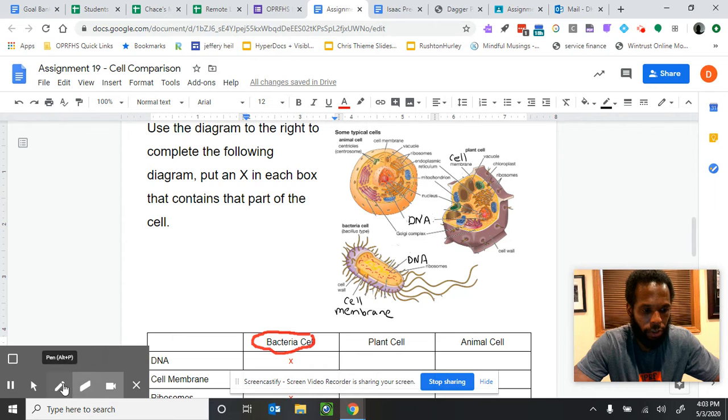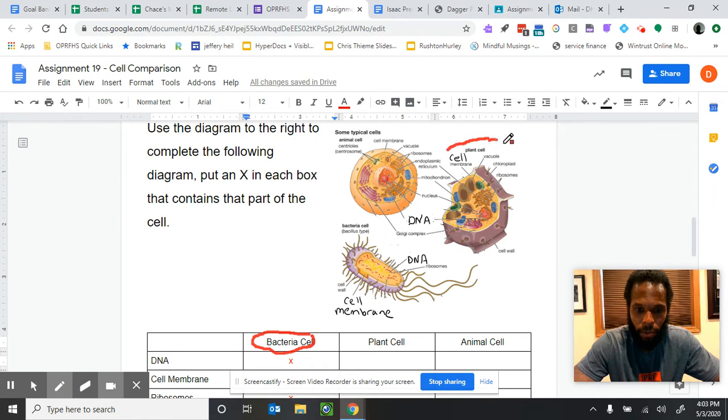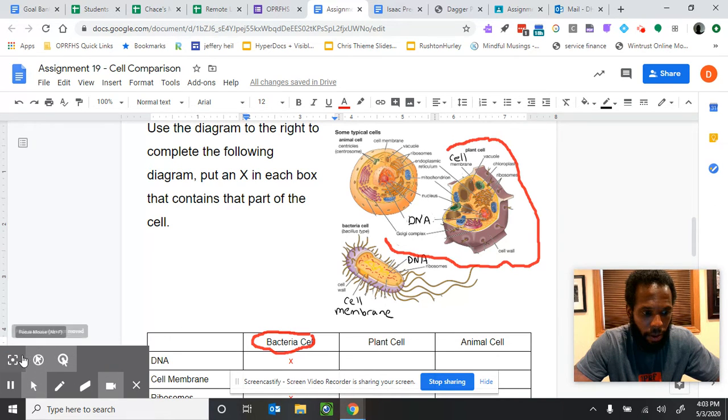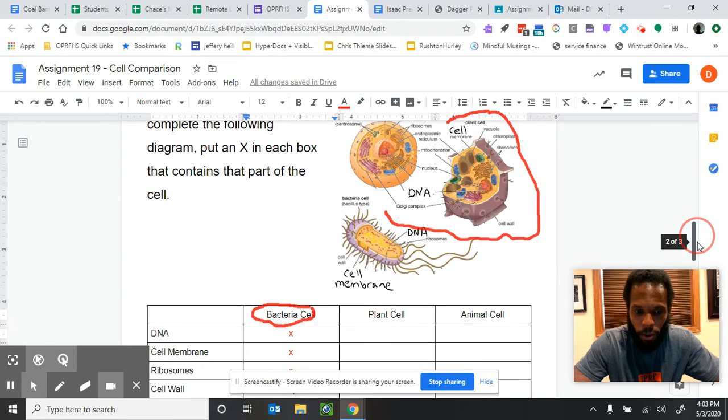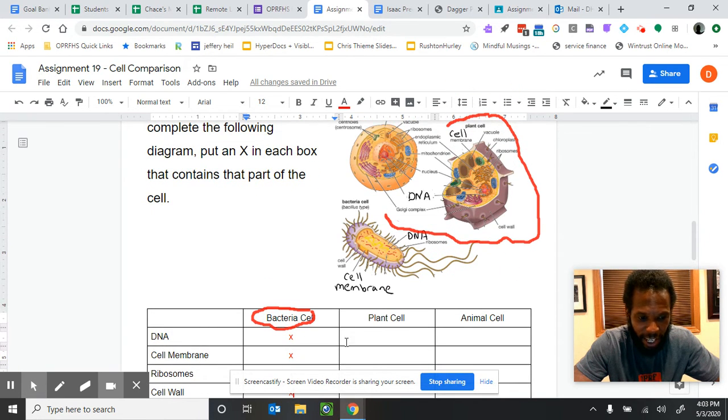So next we're going to do the plant cell, which is right here. Notice there's a different kind of shape to it than the animal cell. This one actually has a lot of parts to it, so you got to be very, very careful as you read the chart below. This makes sense though, right? So, question 1, does it have DNA? DNA, is the arrow pointing to it? Yes. Put an X.